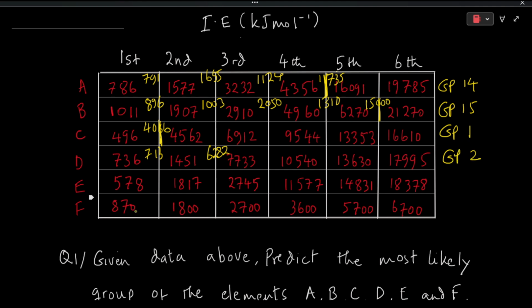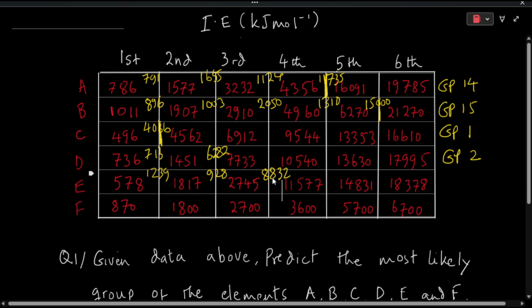Now for element E, the difference between the second ionization energy and the first is 1,239. Between the third and the second is 928. Between the fourth and the third is 8,832. And so the huge jump occurs for the fourth ionization energy. And that would mean that this amount of energy is used to remove a core electron. The previous first 3 ionization energies are used to remove valence shell electrons. So element E is most likely to be in group 13.